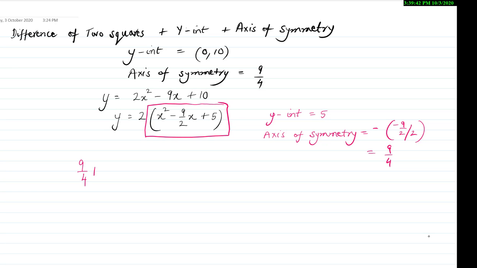So up to here is the same steps that I did for the turning point form. So the axis of symmetry is 9 over 4 plus. Now the solutions are the axis of symmetry minus z and the axis of symmetry plus z.